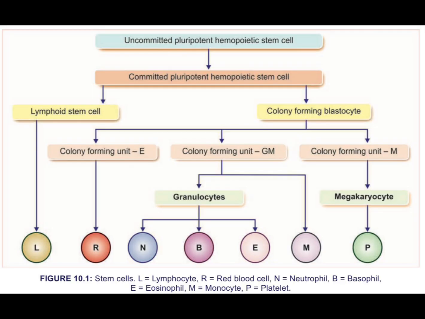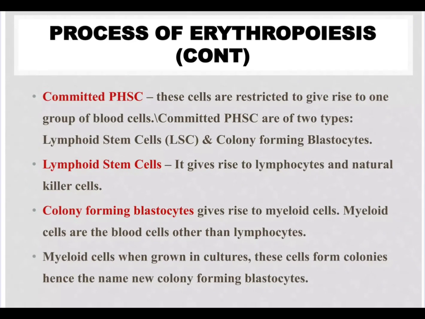And when they become committed, they form two things. They form the lymphoid stem cells and the colony forming unit of blastocyte. So the lymphoid stem cells and the colony forming unit of what? Blastocyte. The lymphoid stem cells produce what? Lymphocytes and natural killer cells. So the lymphocytes and natural killer cells are white blood cells. Are you getting me now? They help in what? Cell-mediated immunity, so the immunity process, by producing T cells and B cells.